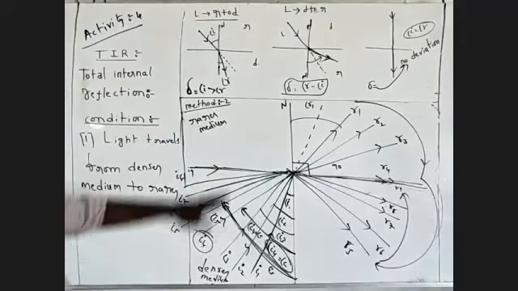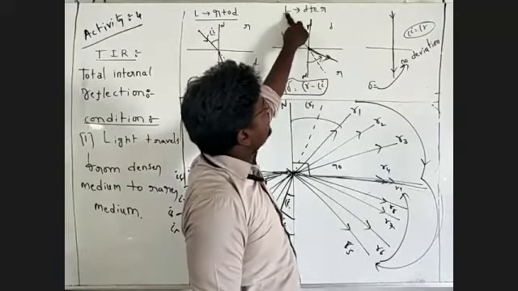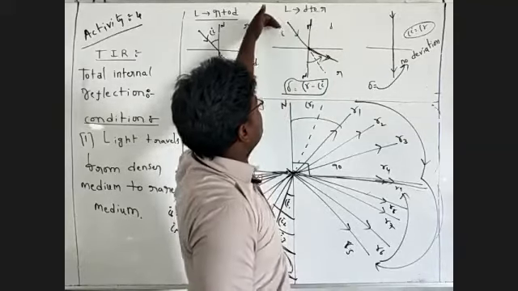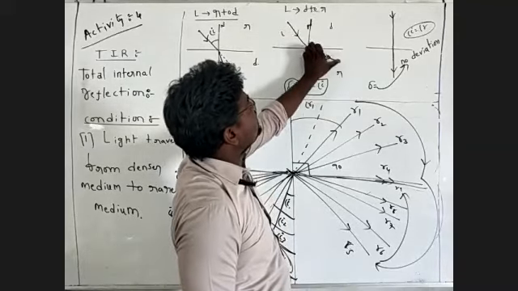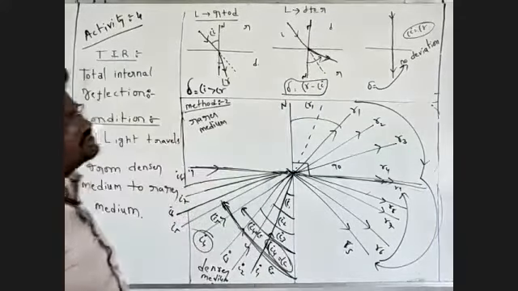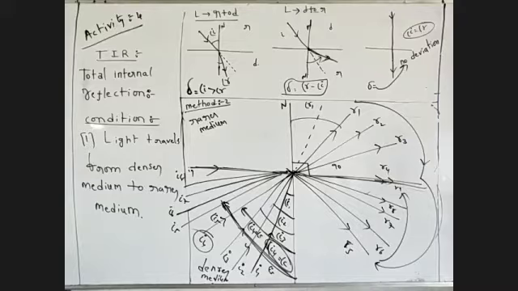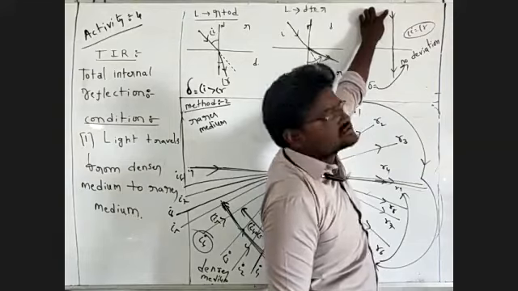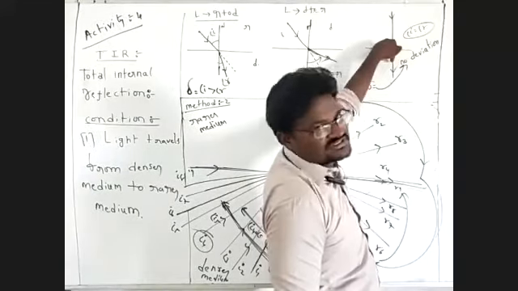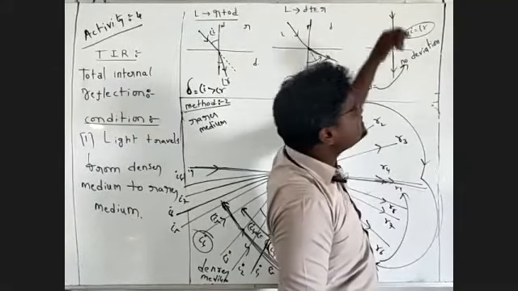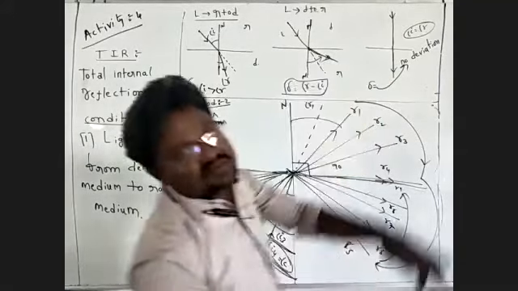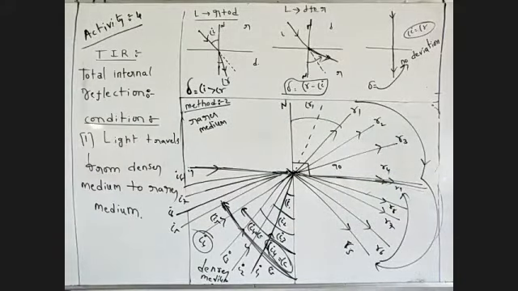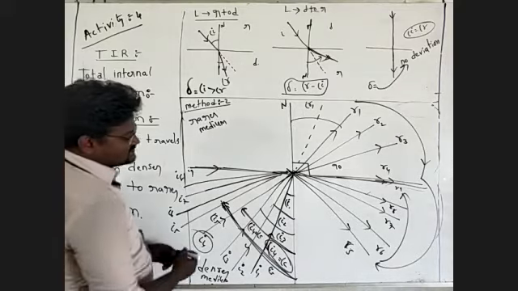Here, when light travels from denser medium to rarer medium, the refracted ray bends away from the normal. The deviation is equal to angle of R minus angle of I. In one situation there is no deviation. What is the reason? The light ray strikes normally at the point of incidence, so it does not deviate on entering the other medium. That is, no deviation for refraction.